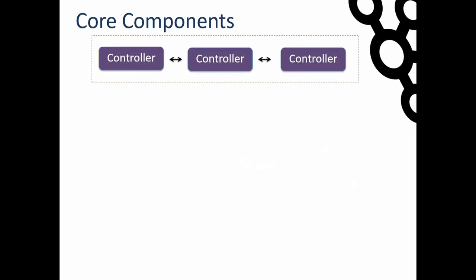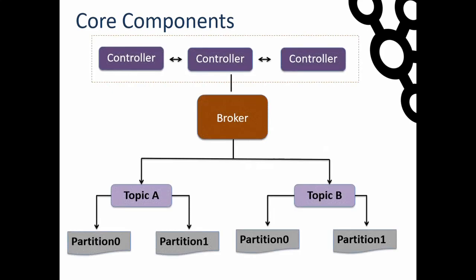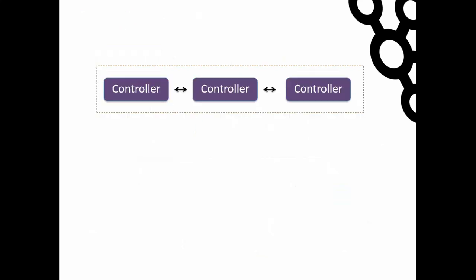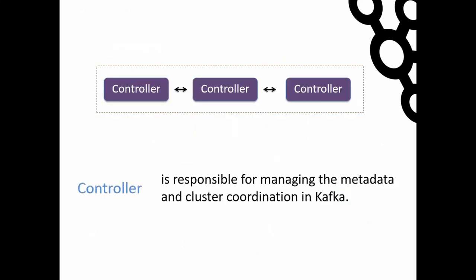The core components of Kafka architecture include controllers, brokers which contain topics and partitions, producers and consumers. Let's gain a deeper understanding of each component. When it comes to controllers, they play a crucial role in managing metadata and coordinating the Kafka cluster. Let's illustrate this with an example for better understanding.